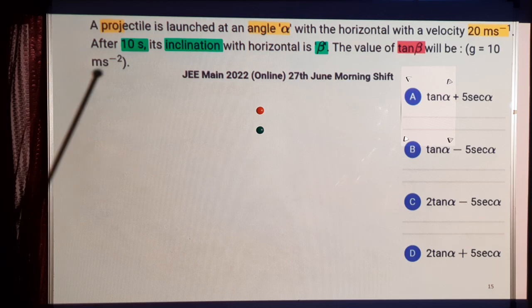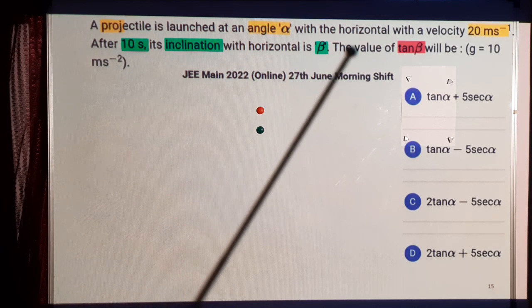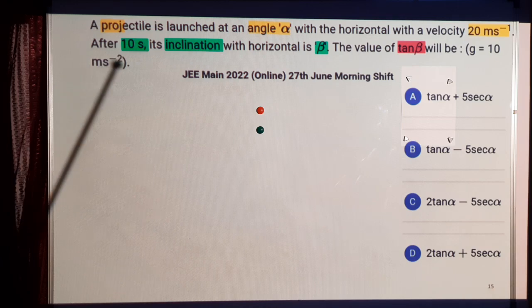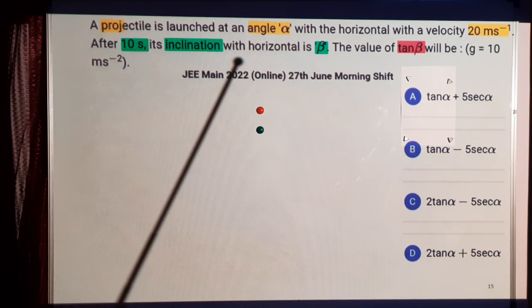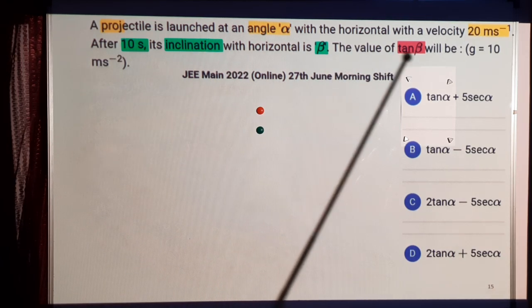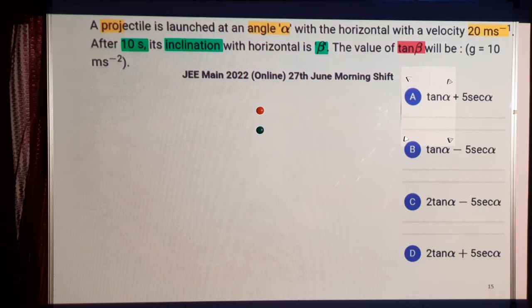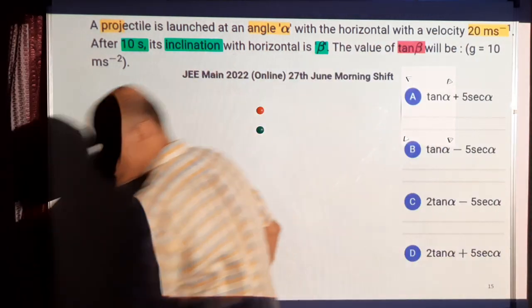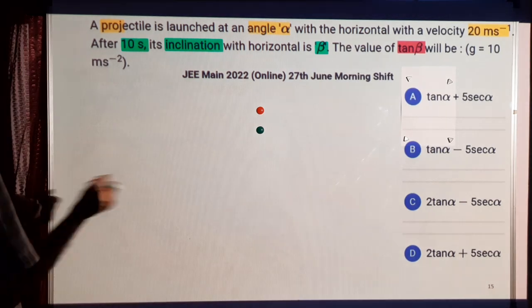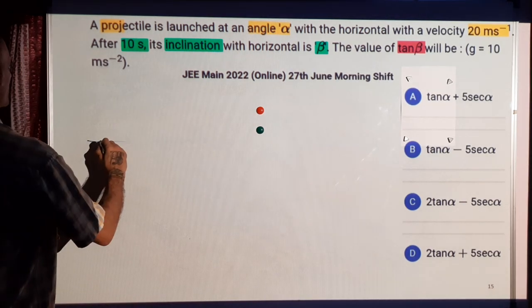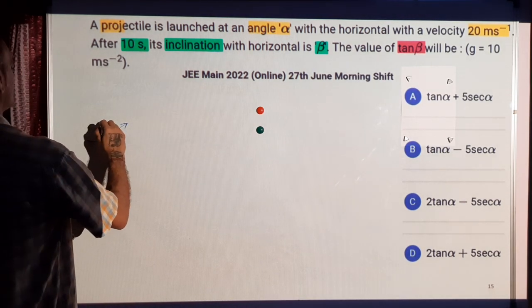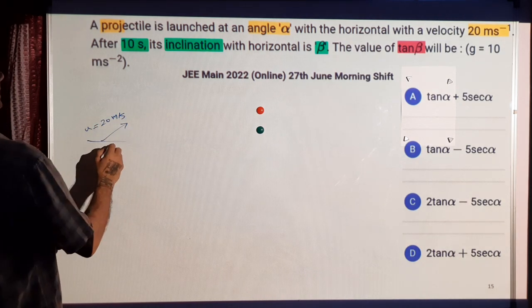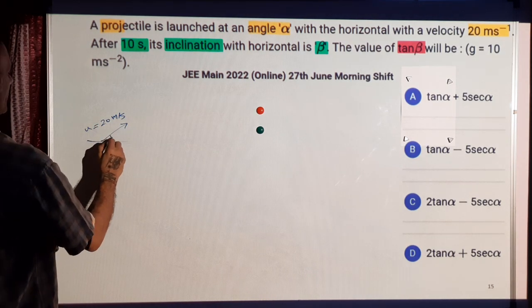Next question. The projectile is launched at an angle alpha with the horizontal with velocity 20 meters per second. After 10 seconds, the inclination with the horizontal is beta. The value of tan beta will be, with g equal to 10 meters per second squared. So the projectile is launched with a velocity of 20 meters per second at an angle alpha.